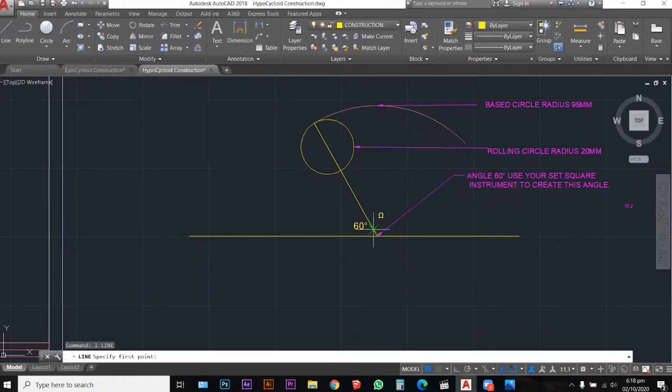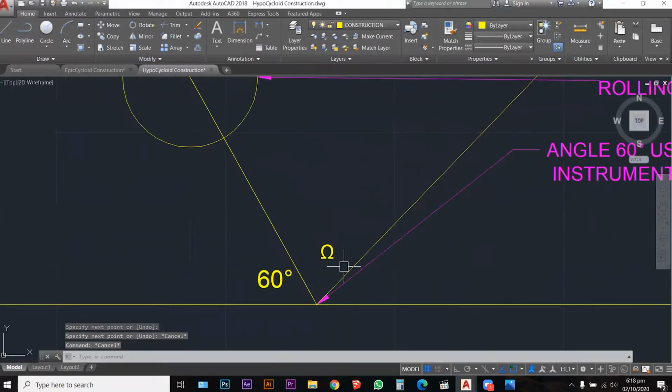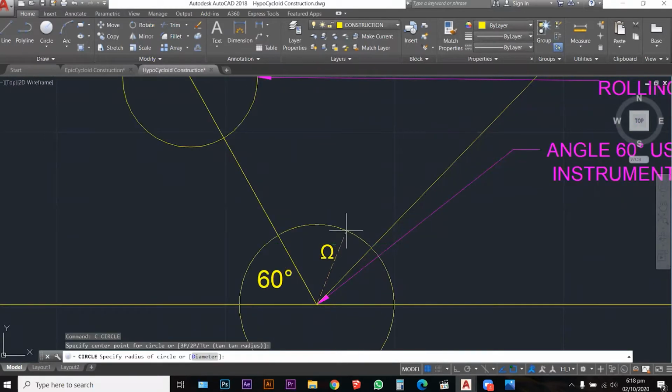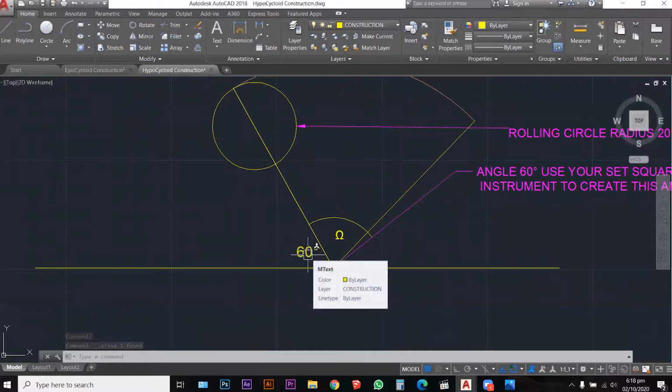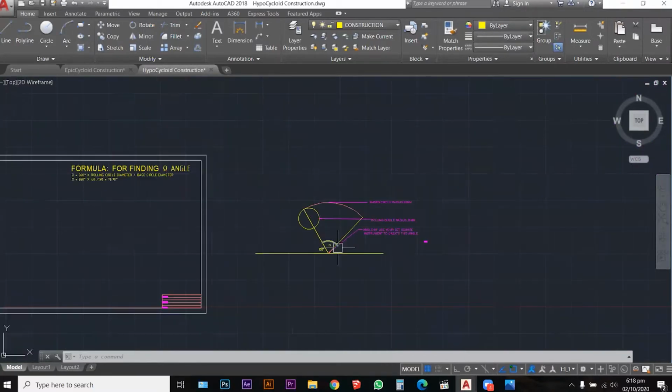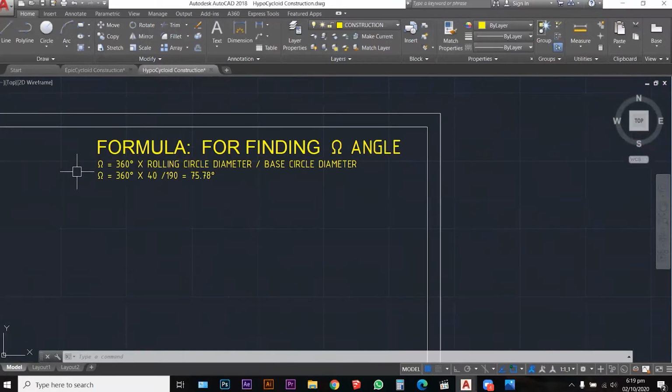So just say if I were to grab a line and pull to here, the angle in between here is my omega angle, right? That would be in between there if I were to trim. This is my omega angle, but the angle that they tell us to start off is 60. So how do I find my omega angle? Come back here and I read the formula.